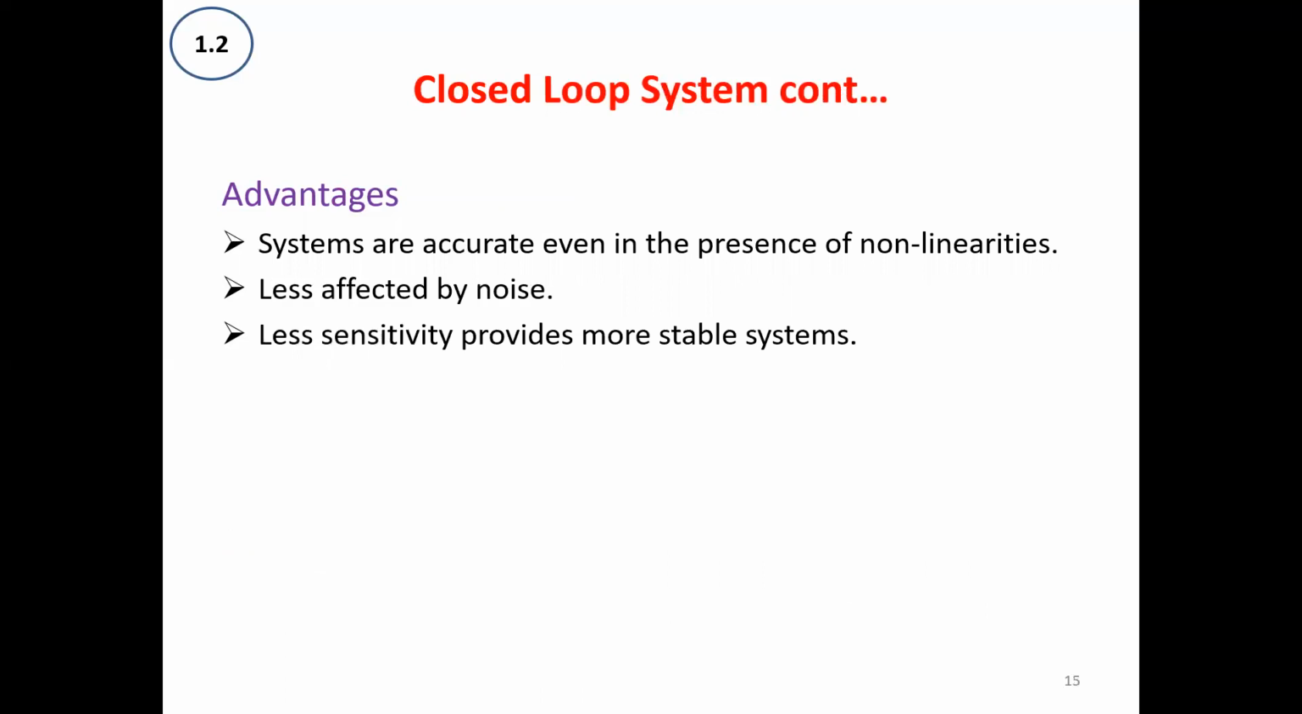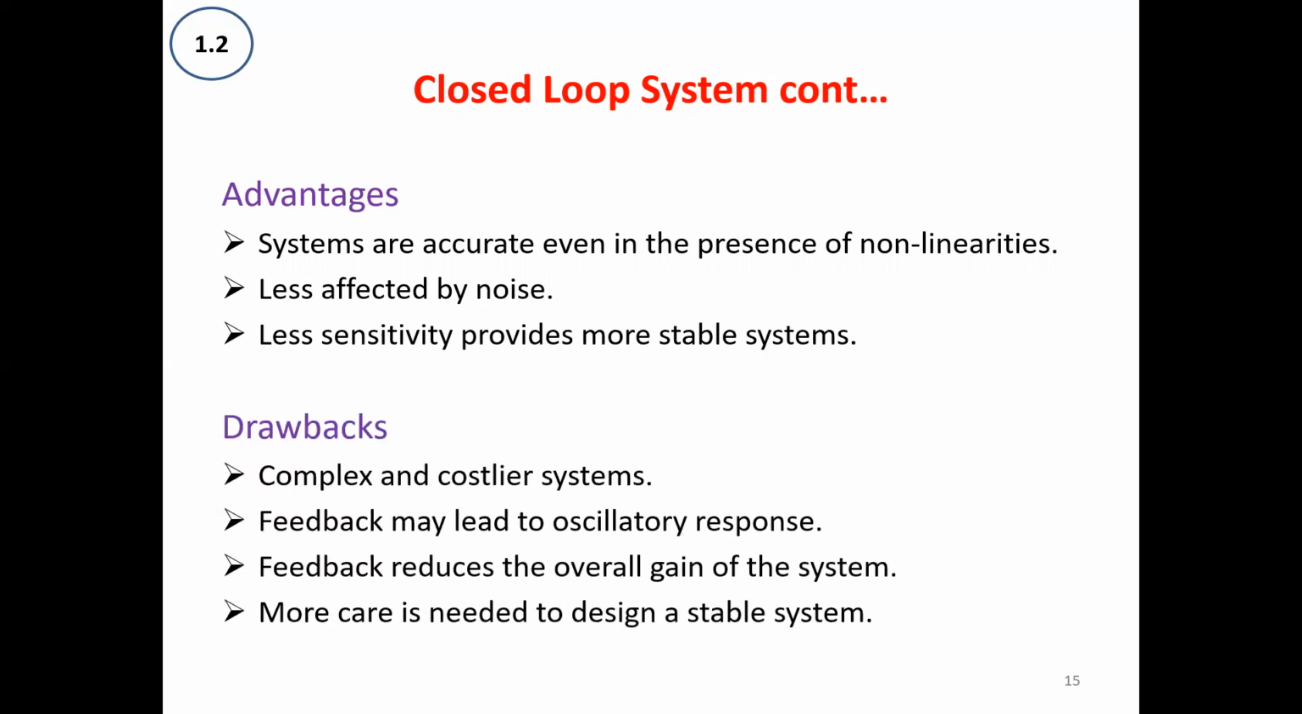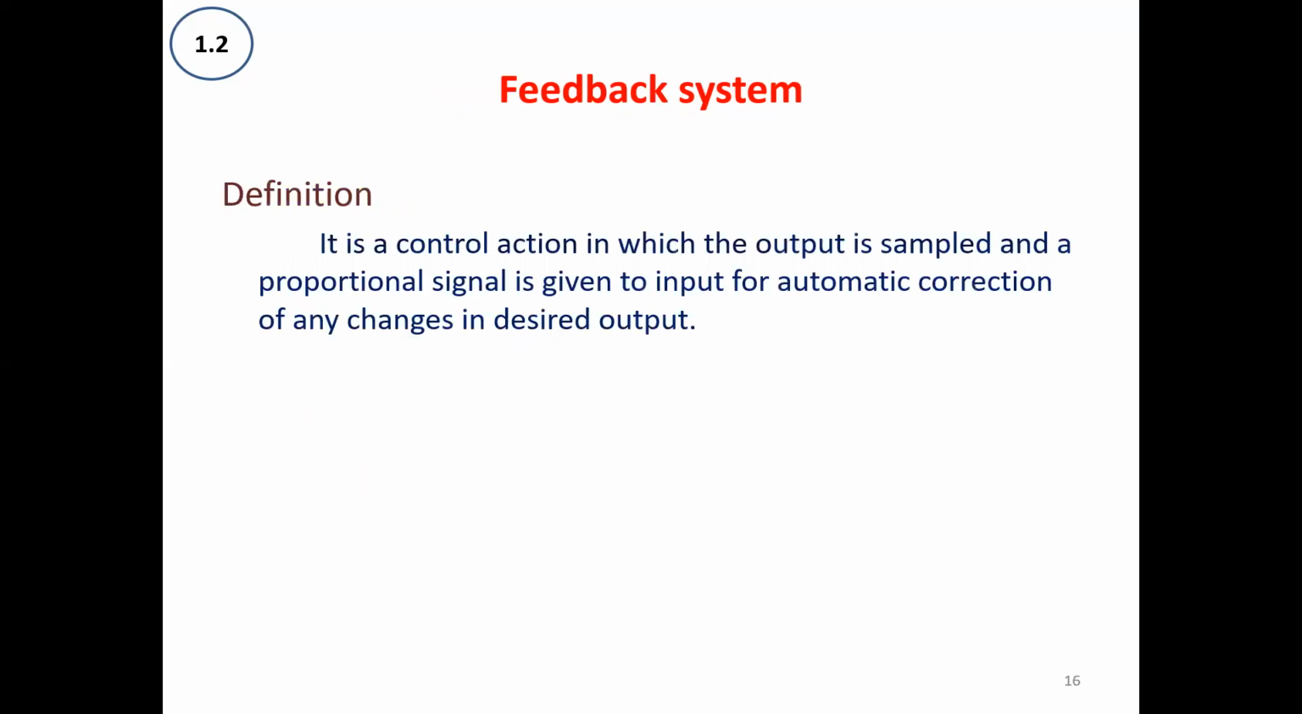So here the advantages of the system are that it is accurate even in the presence of non-linearity and less affected by noise, with better sensitivity provided than the open loop system. Then drawbacks: complex and costlier system. Feedback may lead to oscillatory response. Then feedback reduces the overall gain of the system. More feedback can lead to instability in the design of a system.